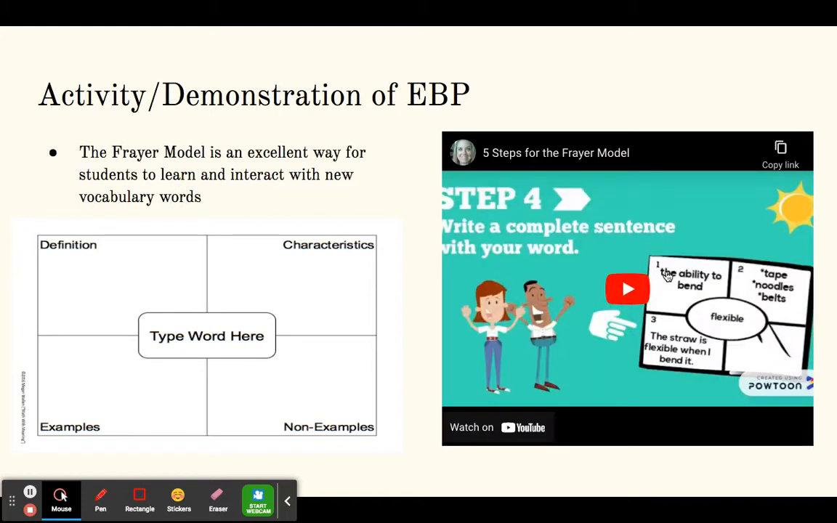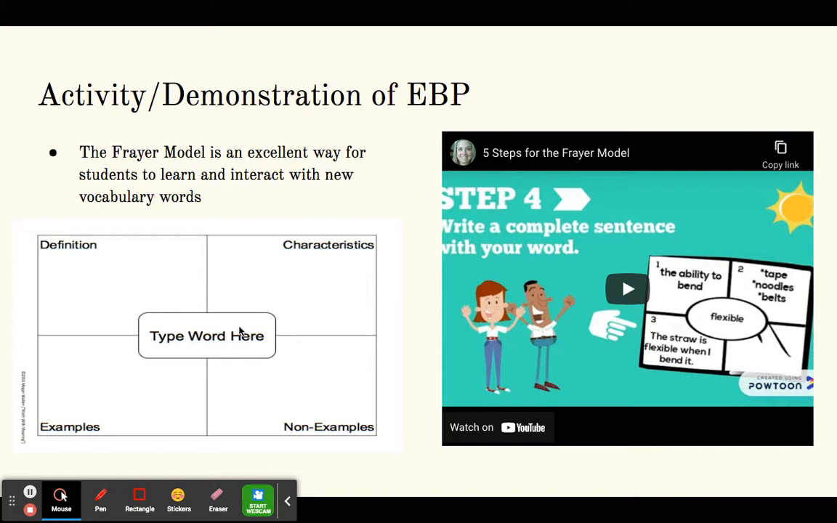One really great activity that students can do to interact with words is called the Frayer model. And that is an excellent way for students to learn and interact with those new words. So I've included an image of it and what that looks like here on the left. I'm sure a lot of people are really familiar with it, but I think it's kind of old, but I find it so beneficial. I use it in my classroom, and I love it.